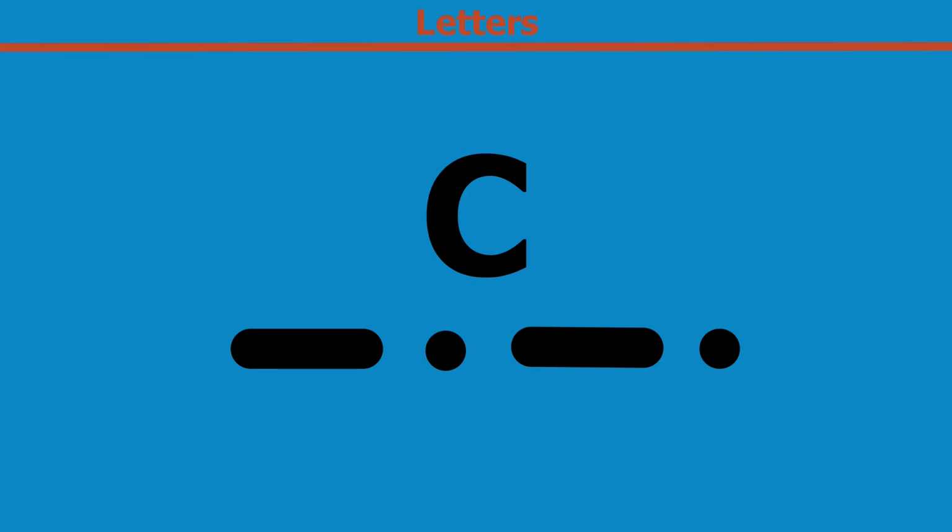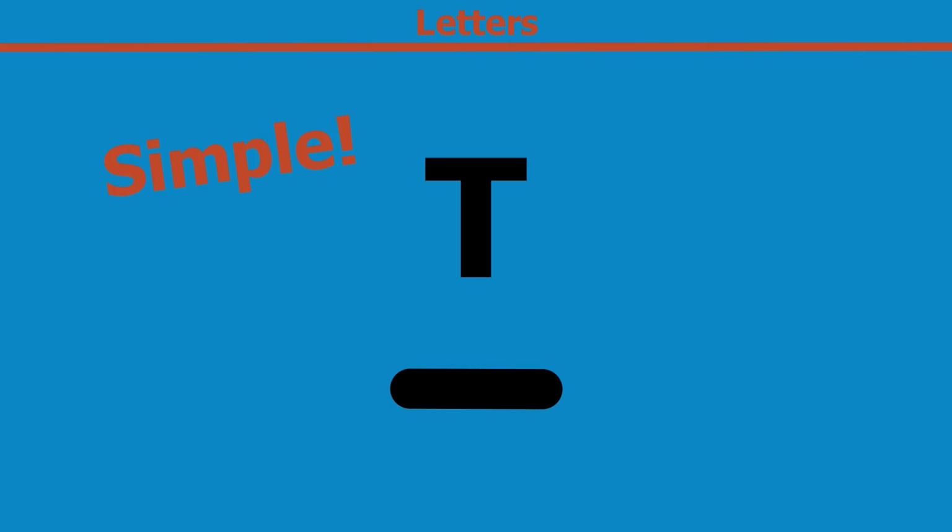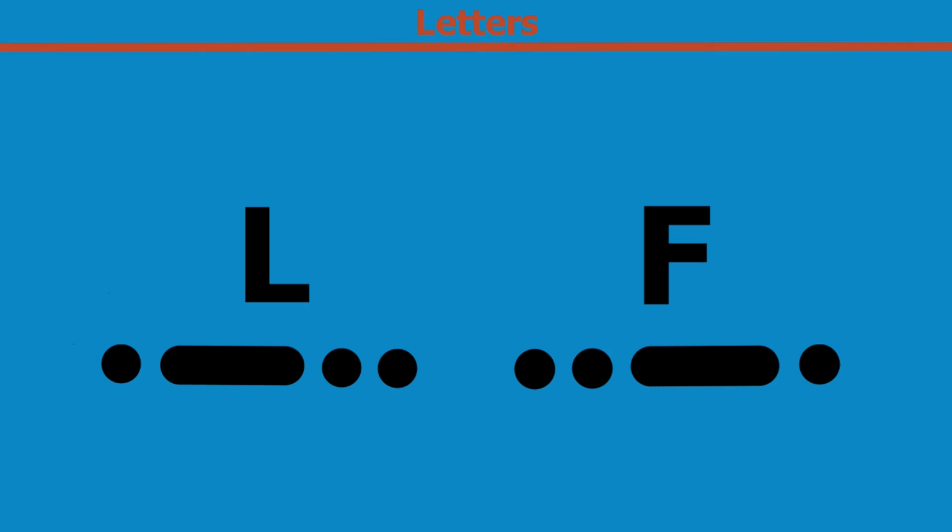When designing the letters for Morse code, Alfred Vail made letters that are more frequent in the English language shorter. Thus, E, the most common letter in English, is a single dot. T is also quite common, so it's a simple dash. L and F are also closely related, as they are opposites.